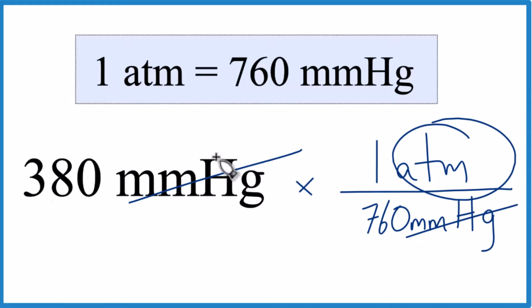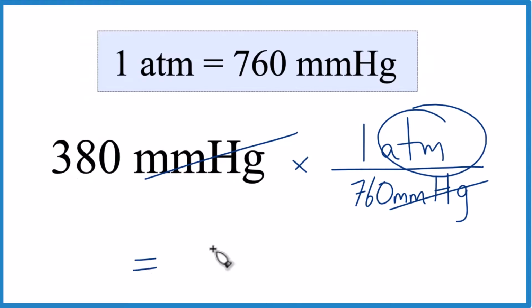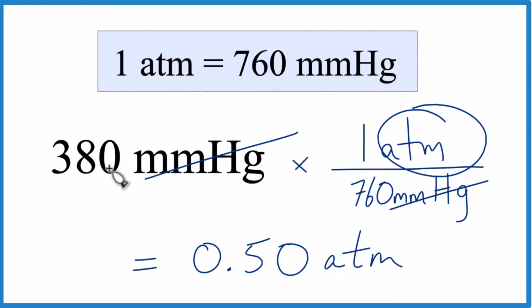So 380 divided by 760 equals 0.50. We'll call it atmospheres, atm. That's it. When you convert 380 millimeters of mercury, you get 0.50 atmospheres. We know it's right because that's the only unit that we had left after we canceled this out.